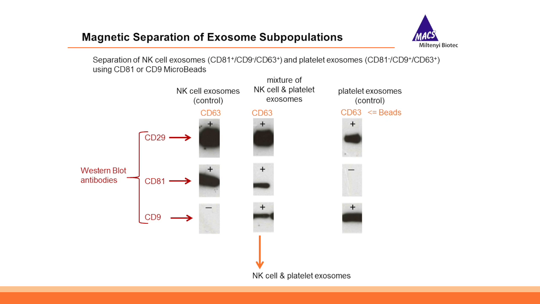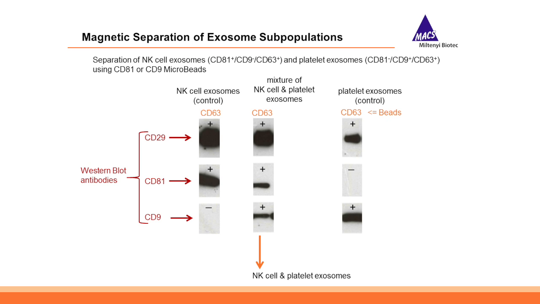We have seen this Western blot before, and now we used this sample and isolated them by CD63. As both types of exosomes are positive for CD63, we get signals for CD81 and CD9. If we now use CD9 beads, we only see a signal for CD9 but not for CD81.